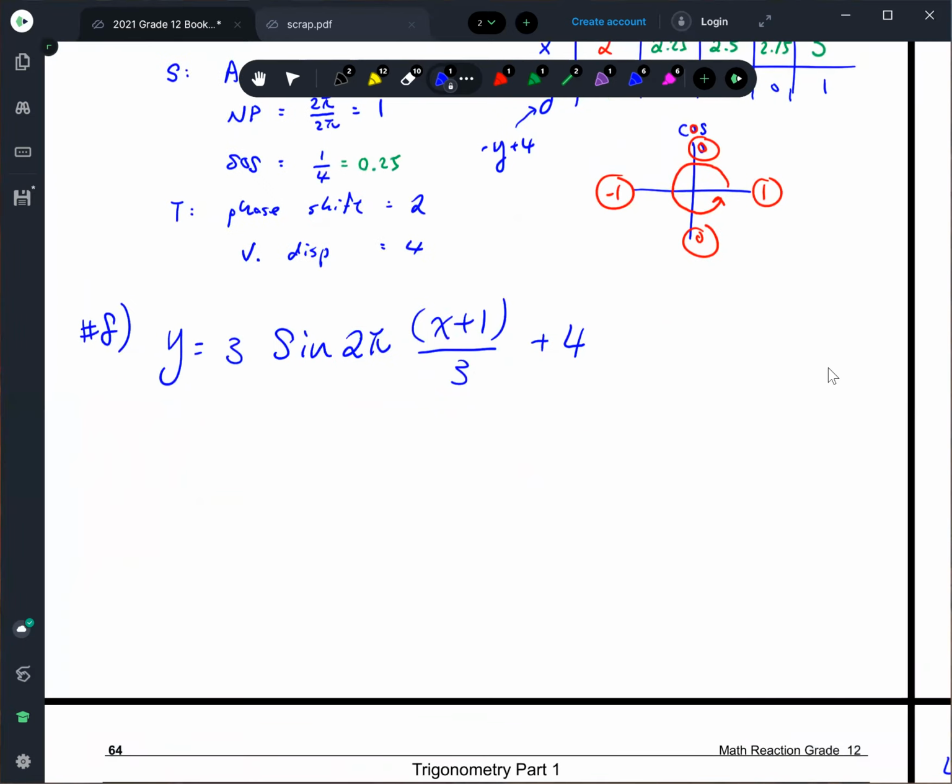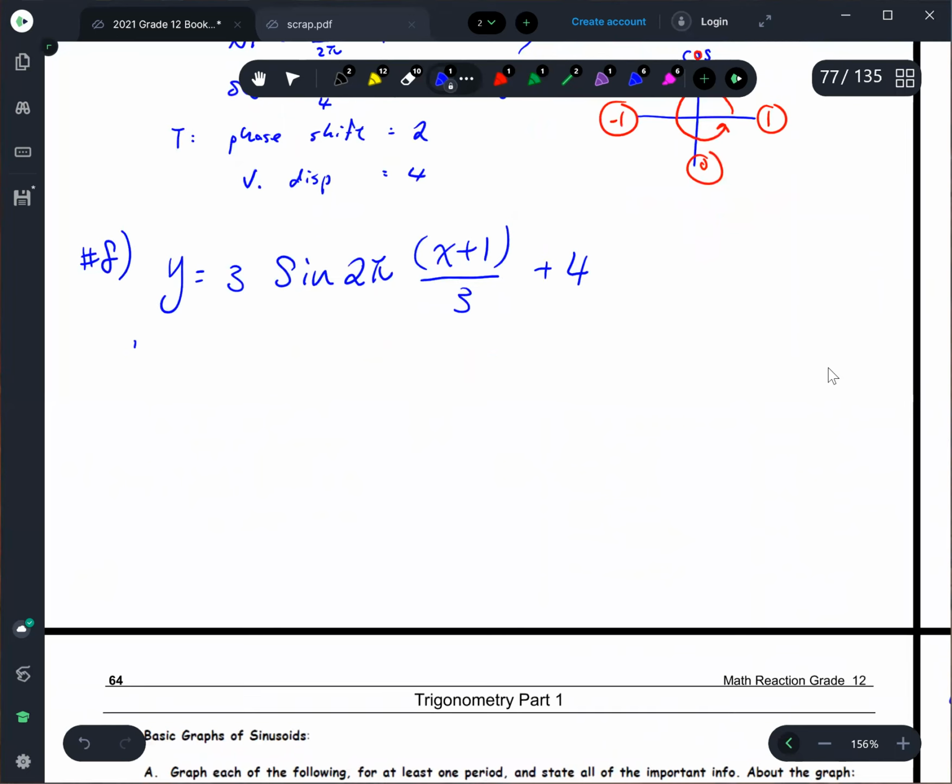Okay, so for this one, our step 1 is same as before, right? We need to turn it into general form. Okay, so Caleb, can you tell us what should the general form be? 3 sine bracket 2 pi over 3 bracket x plus 1 bracket plus 4. Very good.